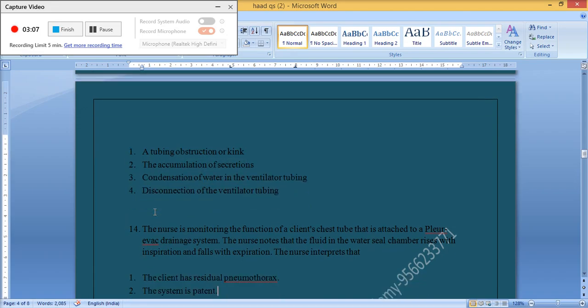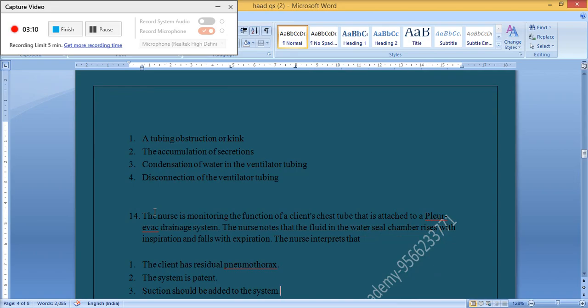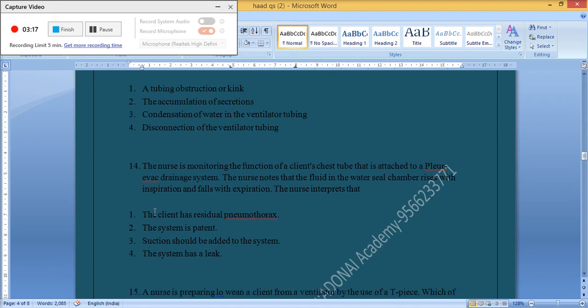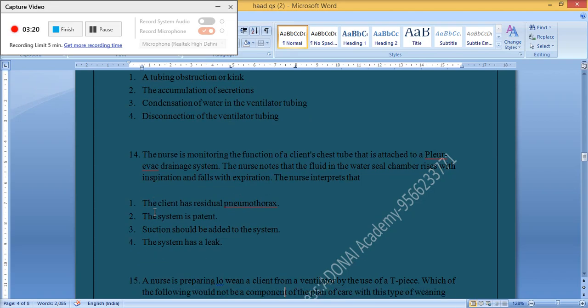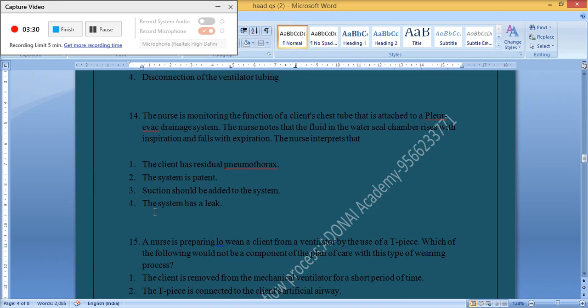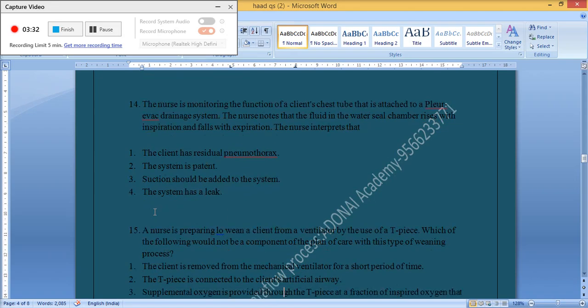14. The nurse is monitoring the function of a client's chest tube that is attached to a fluid drainage system. The nurse notes that the fluid in the water seal chamber rises with inspiration and falls with expiration. The nurse interprets that 1. The client has residual pneumothorax. 2. The system is patent. 3. The suction should be added to the system. 4. The system has a leak. The correct answer is 2. The system is patent.